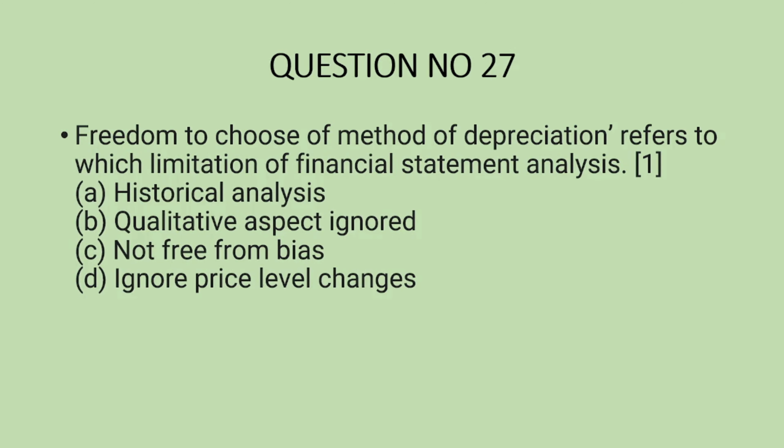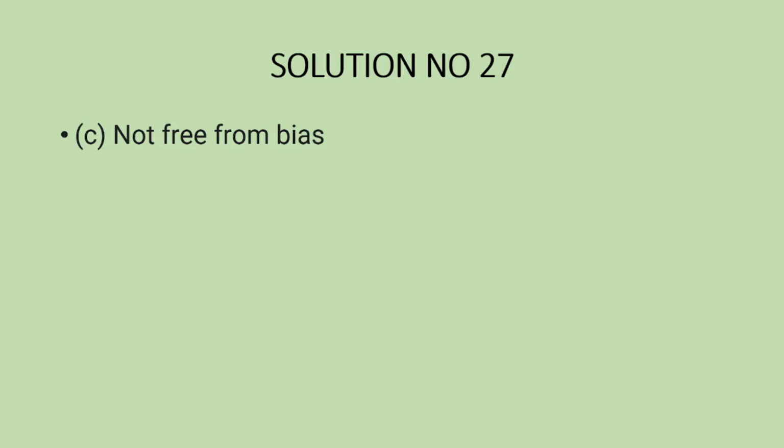Now let's move on to the next part, Part B, these 1 mark questions. That is question number 27. Freedom to choose the method of depreciation refers to which limitation of financial statement analysis? Historical analysis, qualitative aspect ignored, not free from bias, ignore price level changes. The answer will be not free from bias.